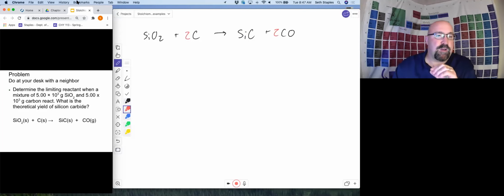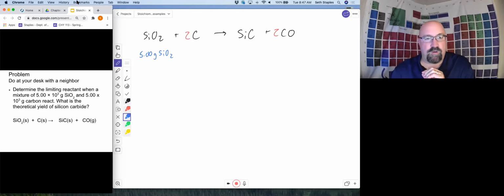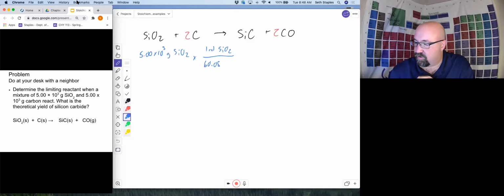The next step is to convert each of the given amounts over into moles. And so we start with 5.00 times 10 to the third grams of silicon dioxide. That's a very important piece here, Professor Staples. We're going to simply convert that over to moles, so we'll use the molar mass of silicon dioxide of 60.08.